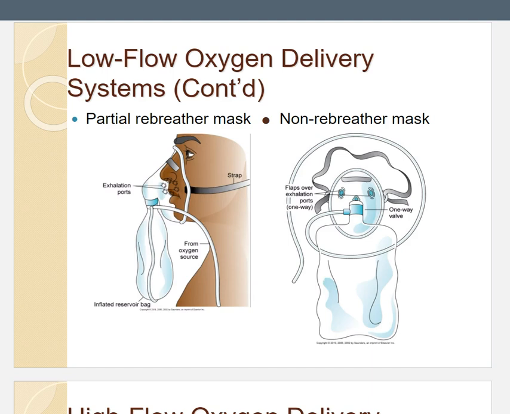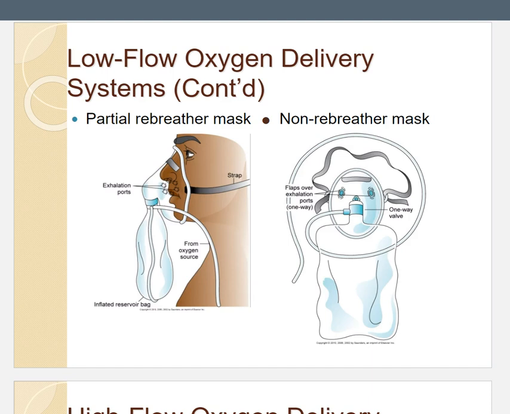Now the non-rebreather is the highest level of O2 for low flow oxygen delivery. As you can see, it has a reservoir, but this one has flaps. And those flaps are there to prevent room air from entering through the exhalation ports. Because if you had room air come back into the system, it would dilute that oxygen, and this is one that really provides a very high flow of oxygen, 80 to 95% of FiO2.